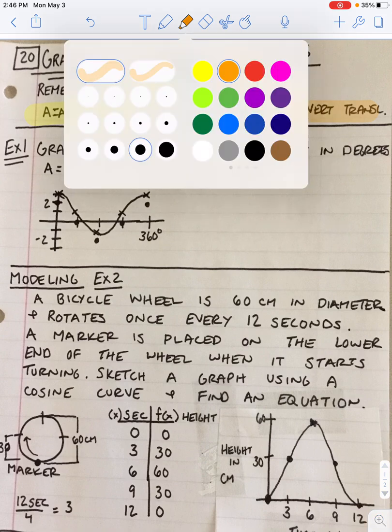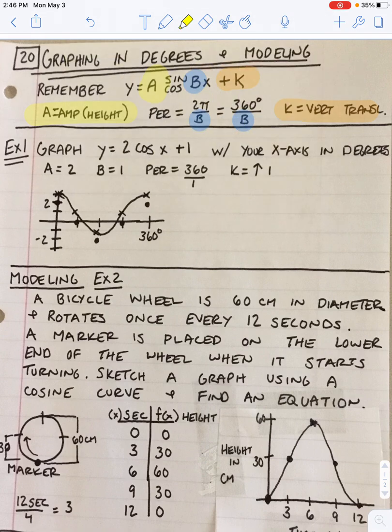So for example 1, it says graph y equals 2 cosine of x plus 1 with your x-axis in degrees. So what's our A value? 2. So our amplitude is 2. So I'm going to make sure on my y-axis I go up 2 and down 2.